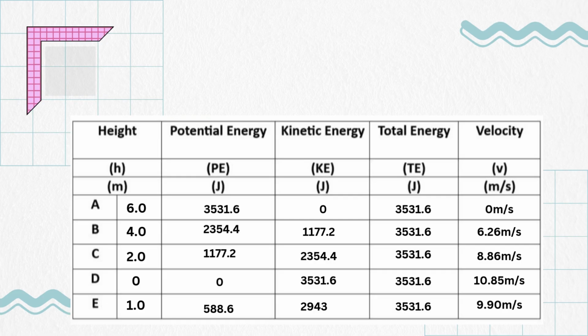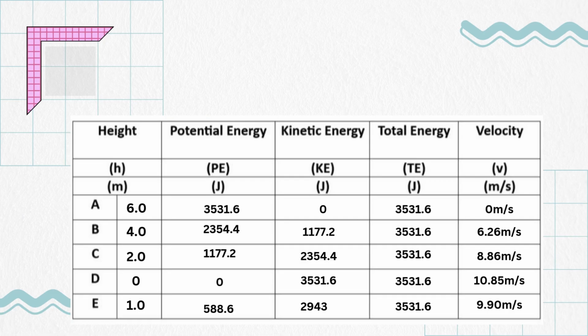2. Point B, height equals 4 m. As the object descends, some potential energy is converted into kinetic energy. At this height, the potential energy has decreased to 2354.4 J, while the kinetic energy has increased to 1177.2 J. The object is now moving with a velocity of 6.26 meters per second.